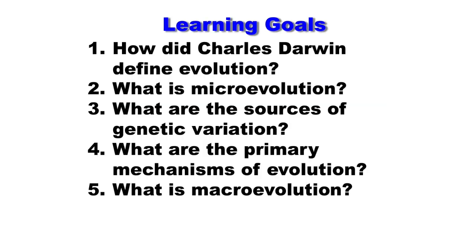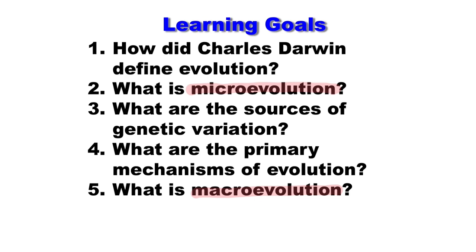Our learning goals today are: how did Charles Darwin define evolution? You will also learn what microevolution is, what the sources of genetic variation are, what the primary mechanisms of evolution are, and what macroevolution is. Many people confuse microevolution and macroevolution all the time, so today I will define these two terms and you will know for sure what the difference is. The whole lecture is going to be about microevolution, and I will just give you a definition of macroevolution, and we'll talk about macroevolution in my next lecture.